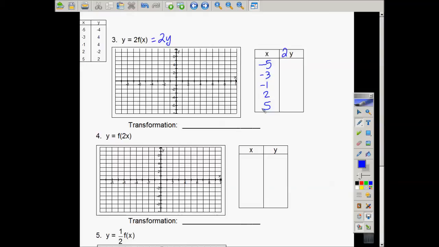All right. So what's my new y values? Negative eight. Negative four. 2, 4. My bad. All right. So I'm going to plot my new points. So I have -5, -8. I have -3, +8. Yep. -1, +8. 2, -4. And 5, 4.